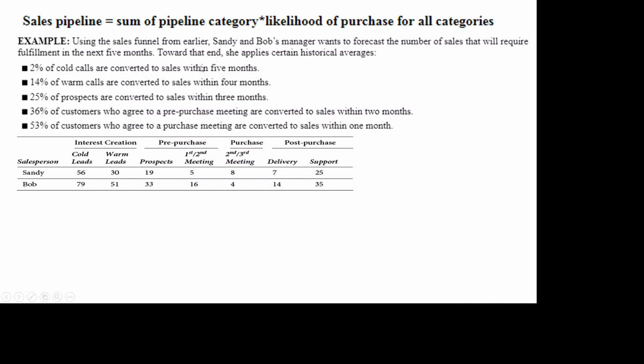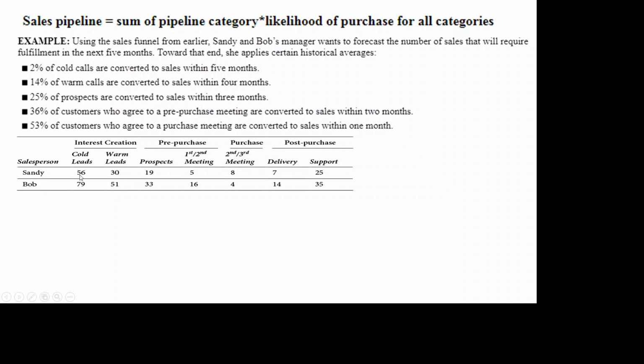Okay. Over time, Sandy and Bob know that cold calls are not super successful. 2% of cold calls become sales within 5 months. 14% of warm calls become sales within 4 months. 25% of prospects are converted to sales within 3 months. 30% of customers who agree to a meeting are converted within 2 months. And 53% who agree to a purchase meeting are converted to sales within 1 month. This is historical information, just put here for example's sake. As an organization, you would have to define what you mean by cold call, warm call, and prospect. But quite simply, we can put this table together based on what we know about these two salespeople.